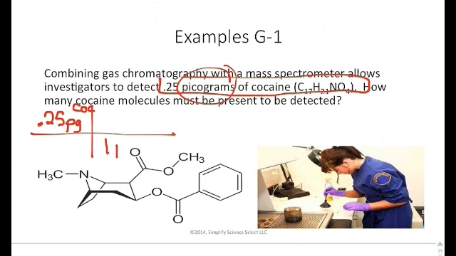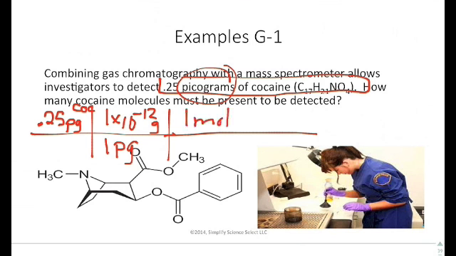But you should get familiar with the idea that a picogram or a picometer is 1 times 10 to the minus 12th. It's 3 below what a nano is. So now we're in the idea of grams, and I need to go from grams to moles. I need to take these numbers, C17, H21, NO4, and figure out what the gram formula mass is for that. It ends up being about 303.35. And you should be familiar enough with gram formula mass to be able to figure that out.